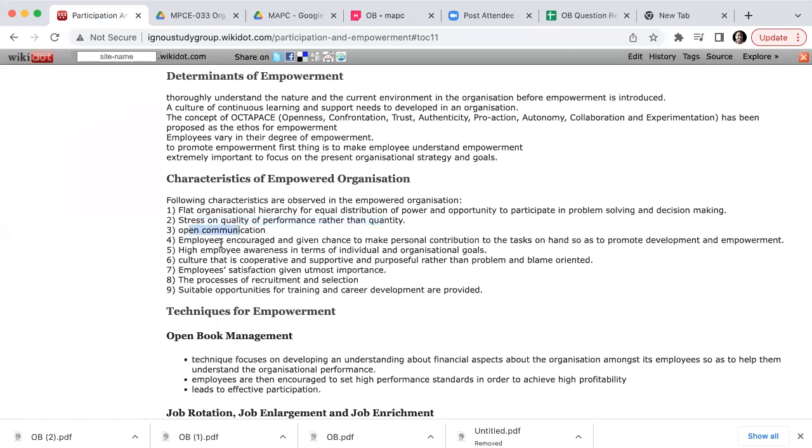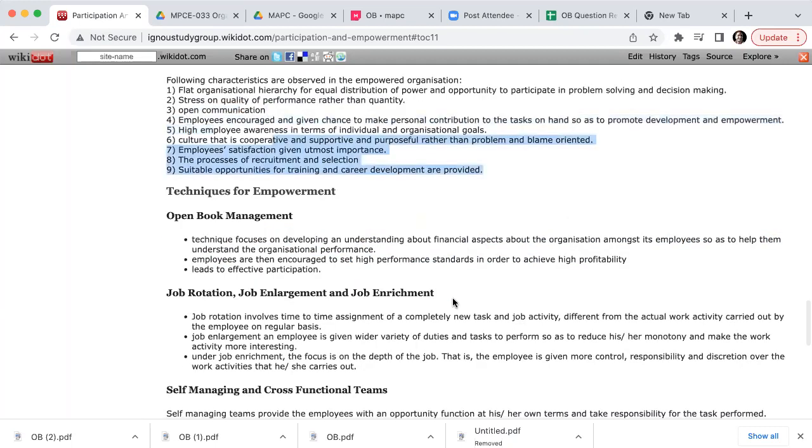Open communication. You're open with your employees, right? And they are given a chance to make a personal contribution to the task at hand, so that the organization can be developed. High employee awareness of individual and organizational goals. The culture is very cooperative and supportive. All these points are self-explanatory, so I will not read through them. People can read by themselves. None of the points are very complex, rather very self-evident.